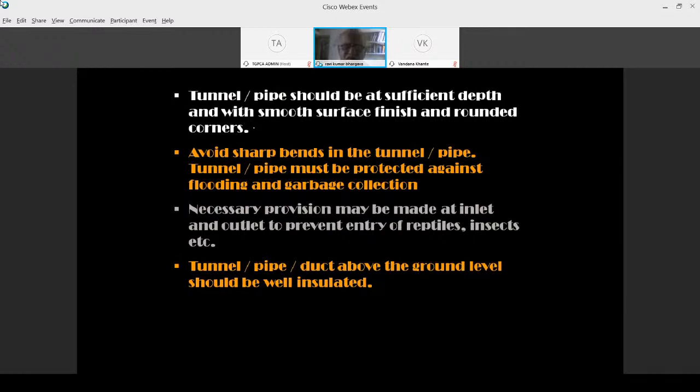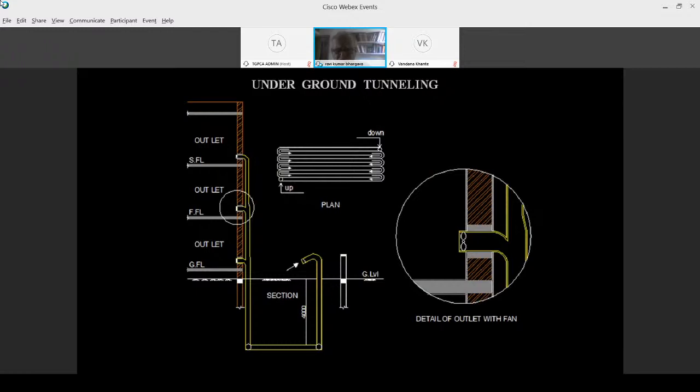Then we can say this shows the section. This shows the passage of the tunnel, whereas this central white color shows the zigzag pattern, which increases the length of the pipeline or duct. The underground duct is provided at a depth of 4 meters.